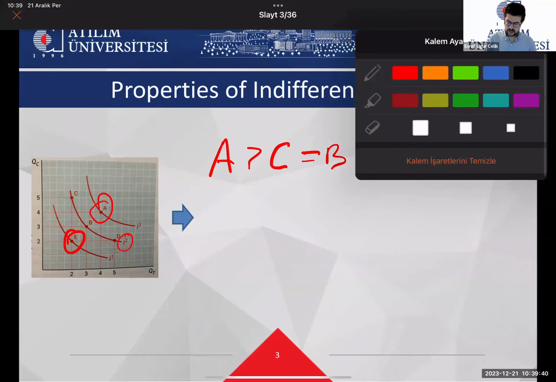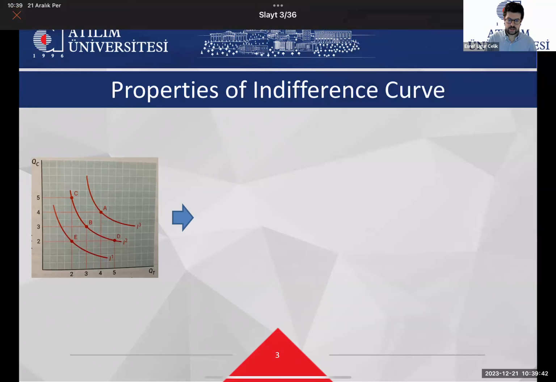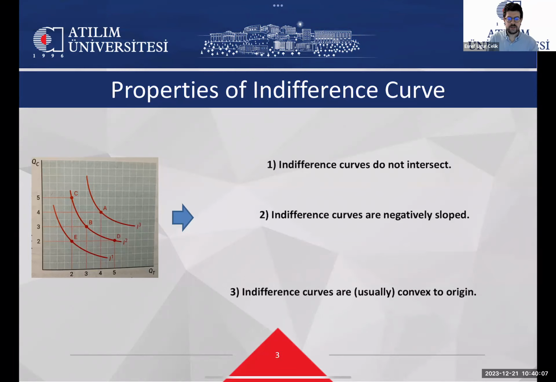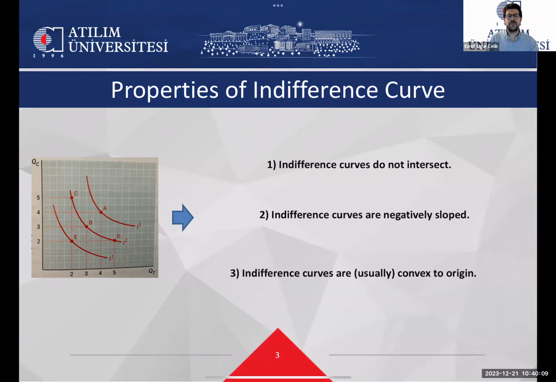Okay, let's delete that part. Then let's look at the features of the indifference curve. The first one is that indifference curves do not intersect. The second one is that indifference curves are negatively sloped. You already see that on the graph. And mostly indifference curves are convex to the origin, okay?